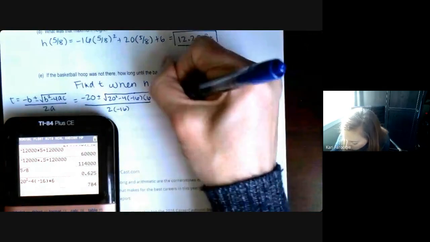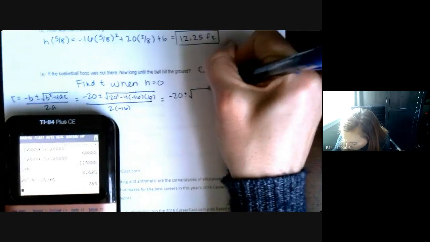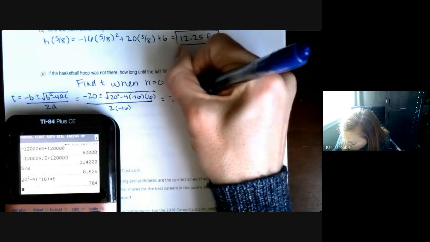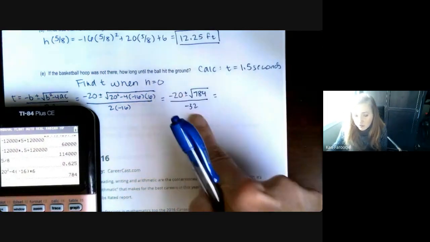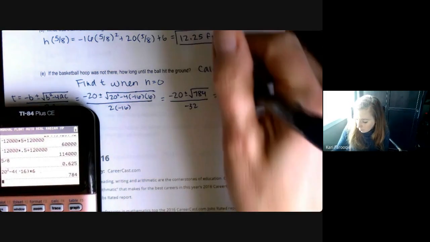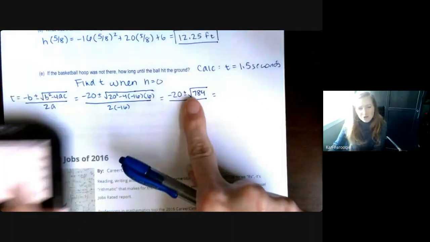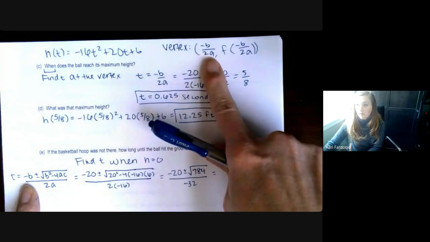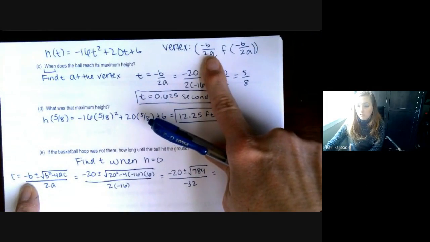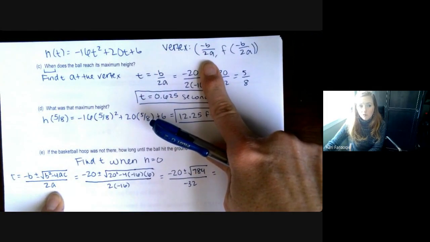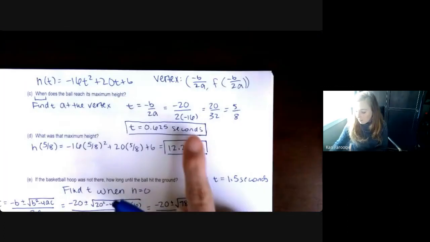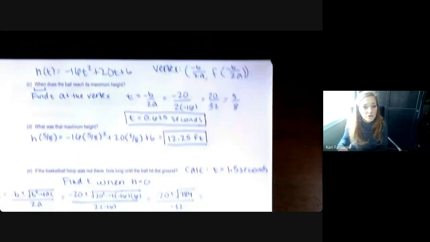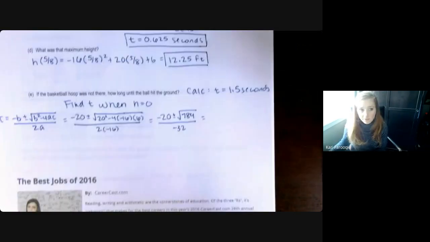So this is -20 plus or minus the square root of 784 divided by -32. We already said that negative 20 over negative 32 is 5/8. If you're like, wait, why? That's weird. We are seeing it again. That's because the x-coordinate of the vertex is just part of your quadratic formula, negative b over 2a. See that? That's why we're going to see this 5/8 all over again that we got here when we did 20 over 32. Same thing.